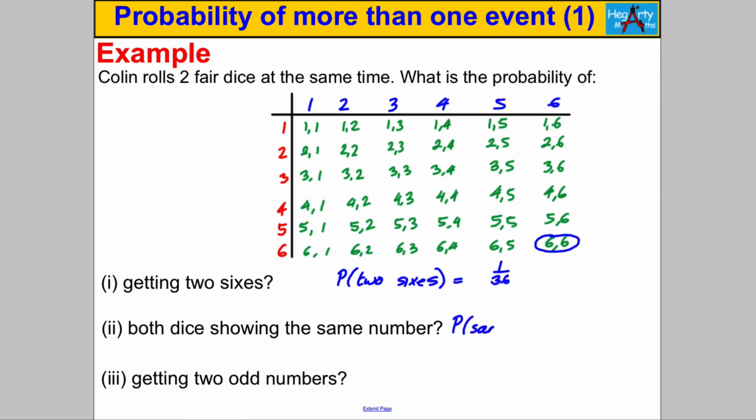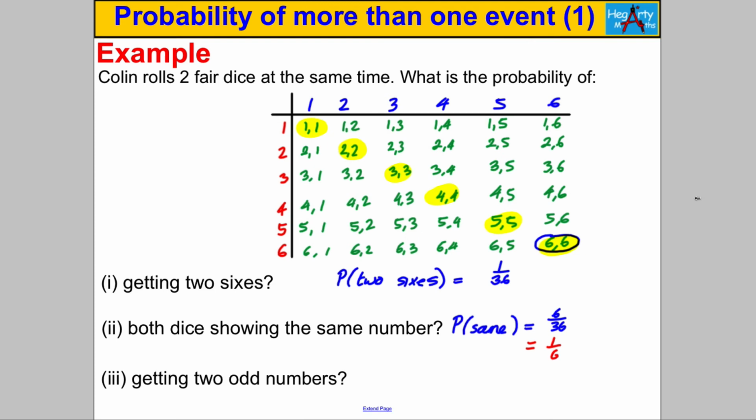What's the probability that both dice show the same number? So I'm just going to put the probability that they're the same. Well, that happens in numerous cases. That happens when they both show 1, they both show 2, they both show 3, 4, 5, or 6. So there are 6 out of a possible 36 outcomes. And that simplifies, dividing the top and bottom by 6, to 1/6.